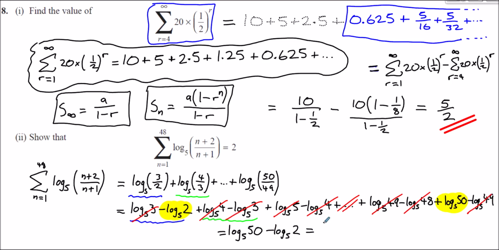And then if we put it back into a single logarithm, that's the same as log base 5 of 50/2, which is log to the base 5 of 25. Then what power of 5 do I need to raise 5 to get the answer 25? Of course, that is 2. And that's question 8 finished off.